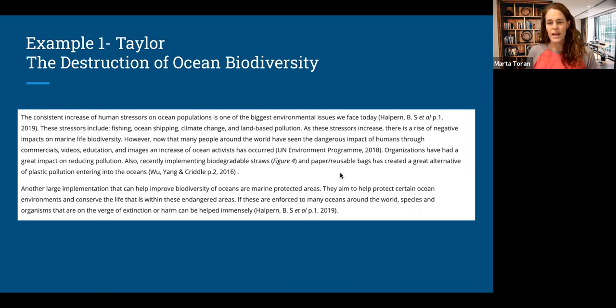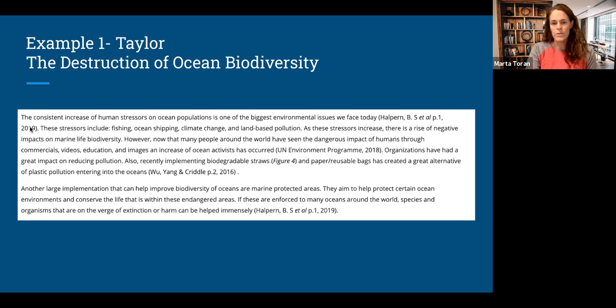This is part of Taylor's claims and evidence section. It's not the whole thing, but it's part of it. So you can see how she integrates the claim and how she includes the evidence, which is the source in parentheses here. So for example, the topic was destruction of ocean biodiversity. The first claim is that humans are the main stressors on reducing ocean populations of wildlife. And the source of that is Halpern BS, page 1, 2019.